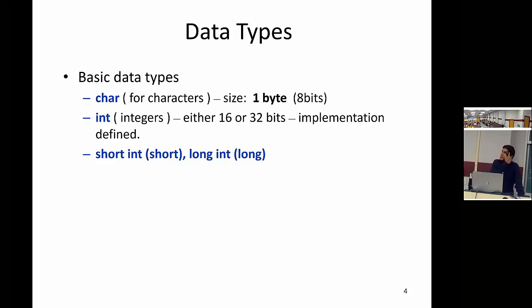In fact, in modern C standards, we also have what we call uint8, uint16, uint32, which allows you to specify the number of bits you have there. But for now, let's just use short for this.